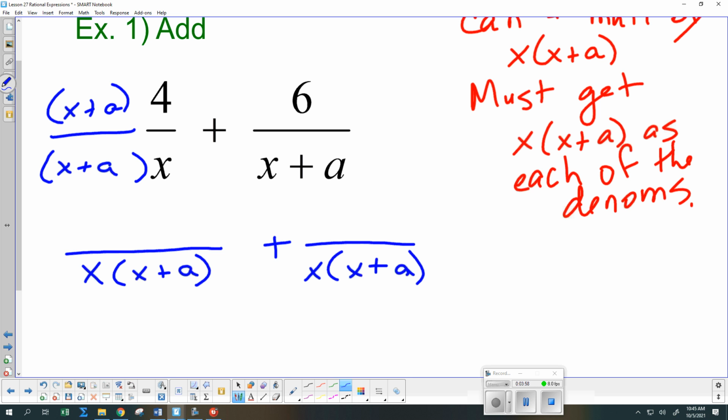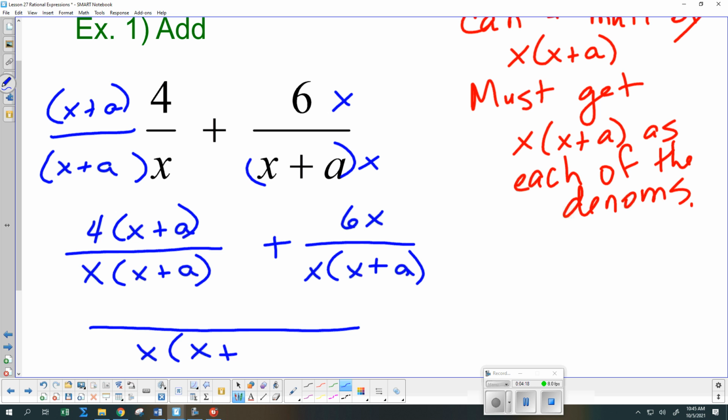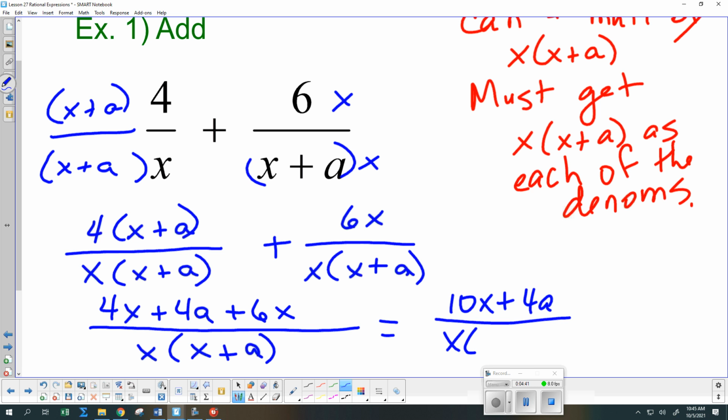So this numerator becomes 4 times the x plus a. This one over here, we have the x plus a, and we're multiplying both of those by 6, so we have the 6x. Then when we add them together, we have x times x plus a for the single denominator, distribute, and we have 4x plus 4a plus 6x. Do I have any like terms that I can combine? I can combine the x's, so I can say that that is 10x plus 4a over x times x plus a. I need to think about, can I simplify that?